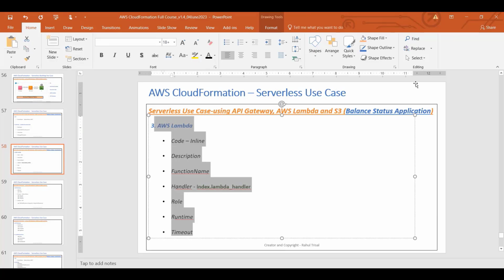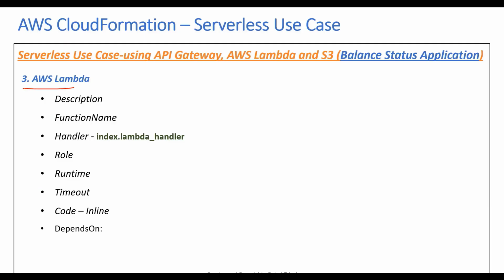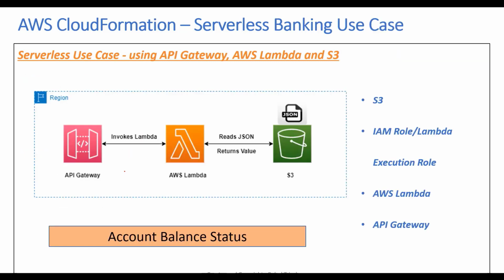Thank you. Now in this lecture, we're going to create an AWS Lambda function, and these are the attributes that we are going to provide for our Lambda function. So what this Lambda function would do is, if you remember the architecture, when it is triggered, it will make a call to this S3 bucket and read the data in this JSON object and pass it back to the API gateway. So in the previous lecture, we already created an IAM role that will be used by this Lambda function.